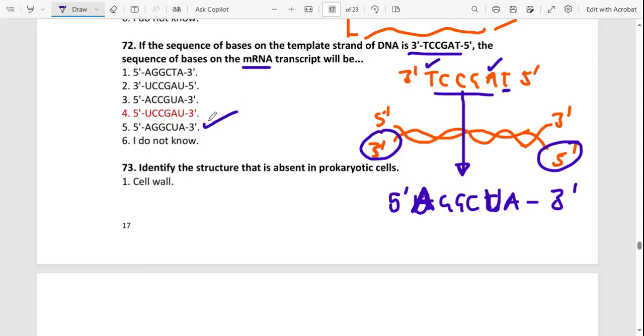AGGCUA. So this is actually option 5, not option 4. Please correct that.